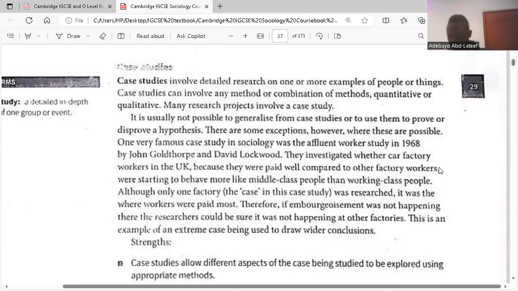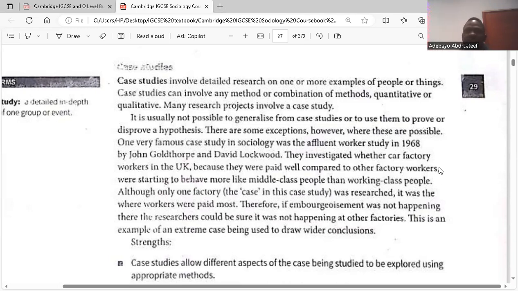So for case studies, I wrote a case study is a detailed, in-depth study of one group or event. That means you need to go in deep about what has been written about an individual or about an occurrence, an event. So that is what a case study is. Like what we saw here is a case study. This can involve many methods or a combination of methods, either quantitative or qualitative. It depends on you.